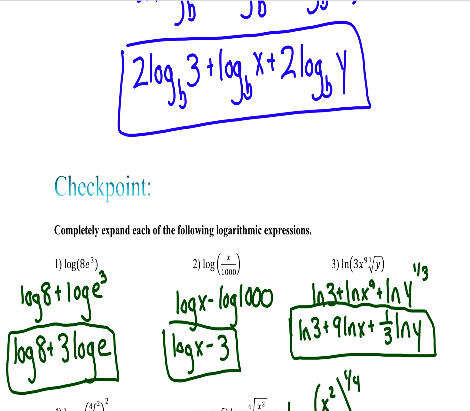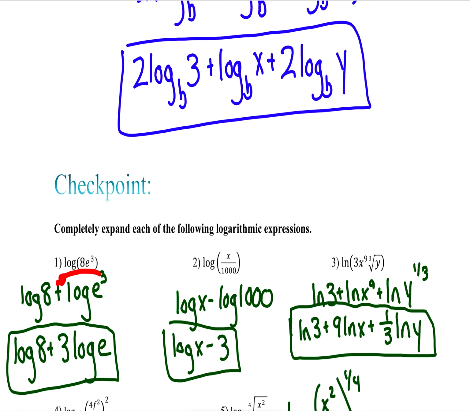So let's look at the first three. The first thing I did for number 1, well, it's 8 times e to the third on the inside of the log, with the argument. The whole thing's not getting raised to the third power, so I added the logs together, and then after that, since the 3 is only the exponent on the e, I brought that out to the outside, so it would be log of 8 plus 3 log of e.